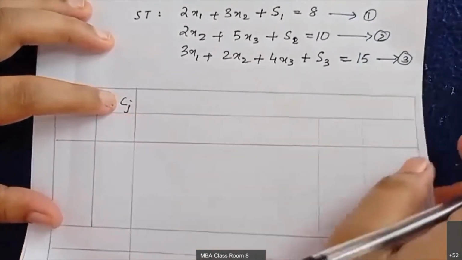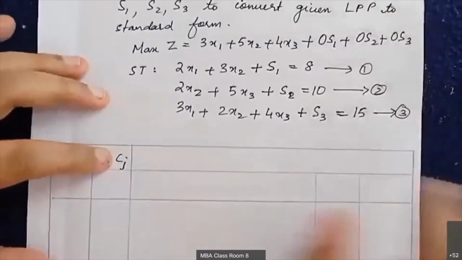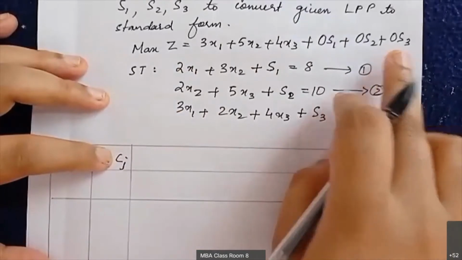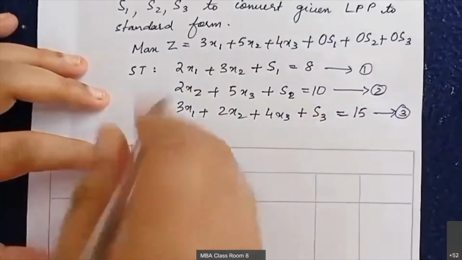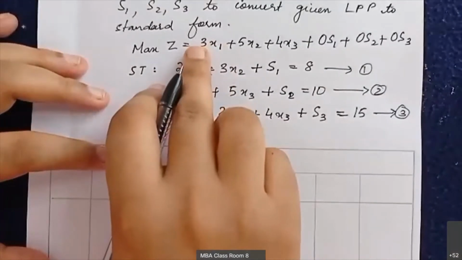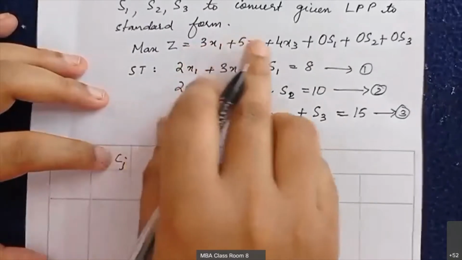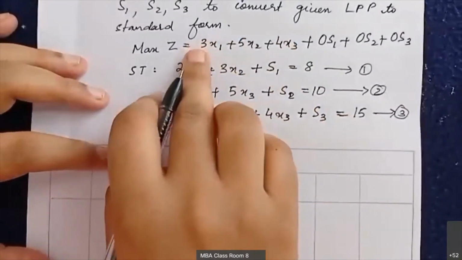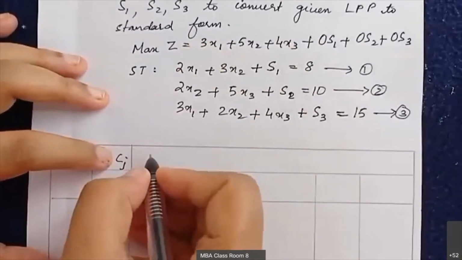Can you tell me the coefficients of the objective function? This is the rewritten objective function. Can you tell me the coefficients? What are they? Coefficients means the numbers. Variables means x1, x2, all of them are variables. Coefficients are the numbers there. Tell me the numbers in the objective function.